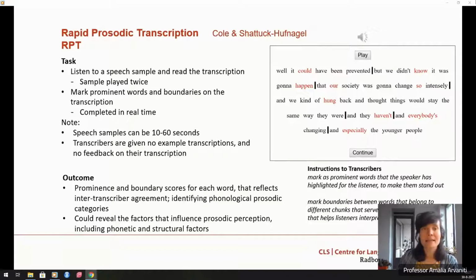The outcomes of RPT are that each word is given a prominence score and a boundary score, and this reflects inter-transcriber agreement. And these can be used in the process of identifying phonological prosodic categories. Secondly, RPT annotations could be used to investigate factors that influence the perception of prominences and boundaries, such as phonetic and structure factors. And these have been investigated in, of course, American English, as well as German and Papuan Malay. And so this system has the potential to be expanded and used for a variety of languages.